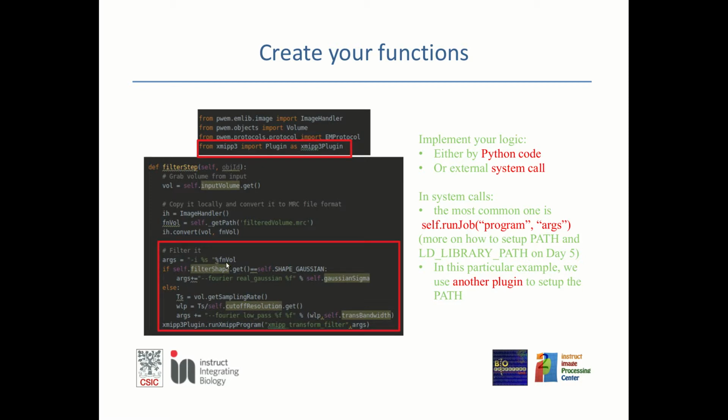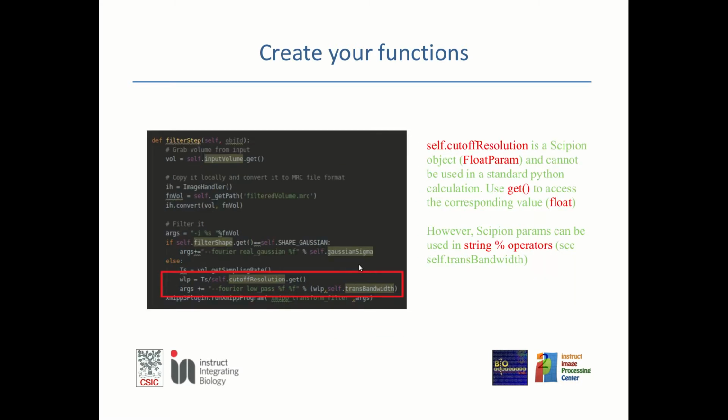Okay, so we construct the arguments, and for the arguments, what we need is, okay, give me what is the file name I have to filter. So it is the one we have just written in the directory of the run of the execution. So we take this name, and then what is the filter shape? If it is a Gaussian, then I will add to the arguments these parameters, and if it is a raised cosine, then I will add these parameters.